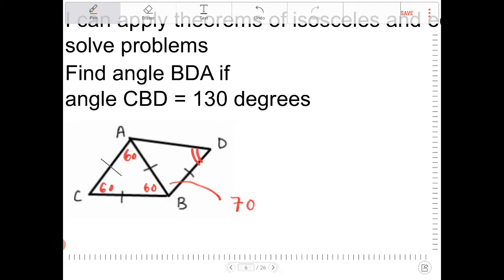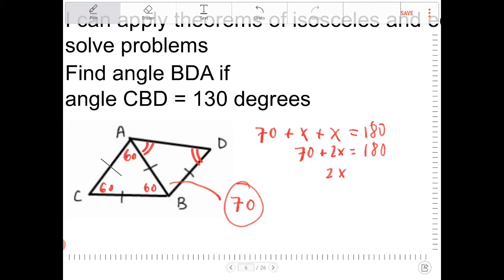And if this angle is 70 degrees and triangle ABD is isosceles, because I recognize that AB is the same length as DB, then these two angles must be the same measure. So if this angle here is 70 degrees, and I don't know what angle D or angle A is, but I know that they're the same, so I know that 70 plus 2x will equal 180. Therefore, 2x is equal to 110. x must equal 55 apiece.